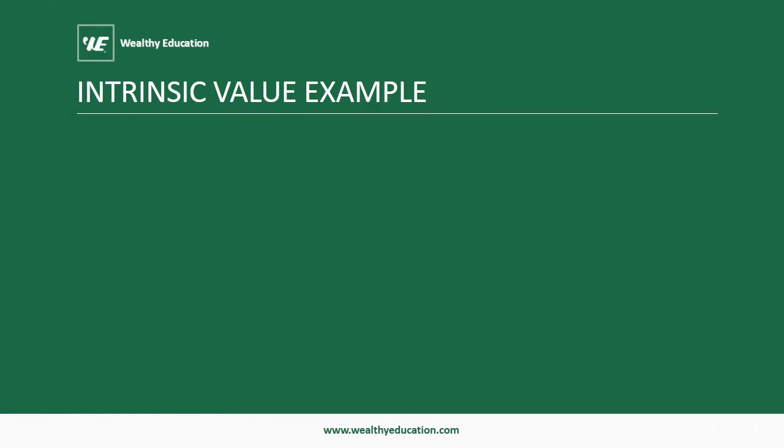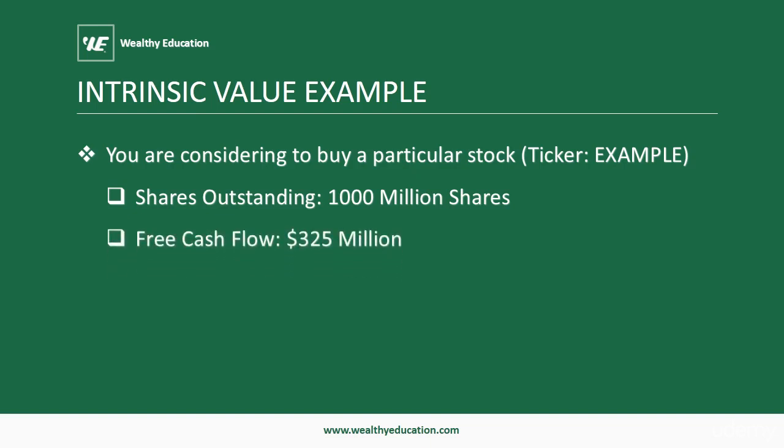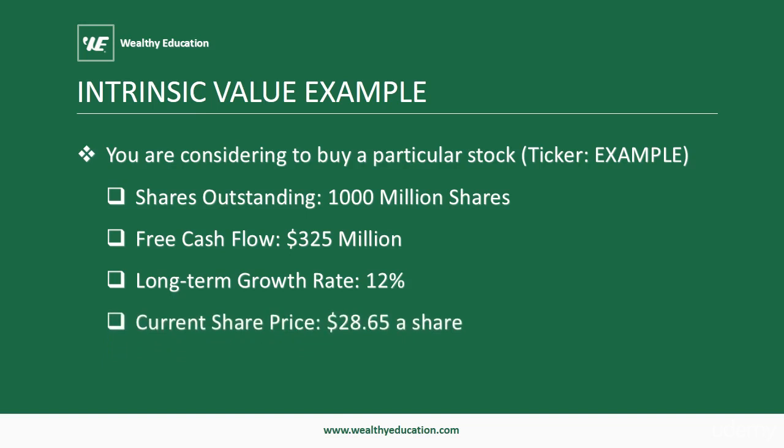Let me give you an example so you can understand clearly how the intrinsic value indicator works. Assume that you're considering buying a particular stock. For example, this business currently has 1 billion shares outstanding. When looking into the cash flow statement, you find that the business has a free cash flow of $325 million. The analysts predict that the business will grow by 12% every year. So, the question is, if this business stock is currently selling at $28.65 a share, should you make the investment?